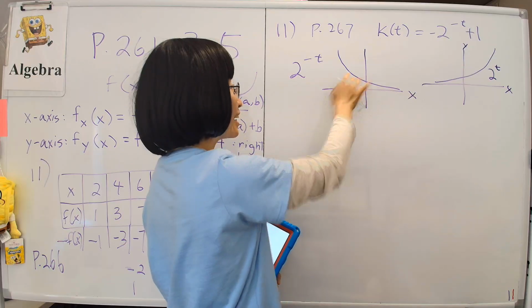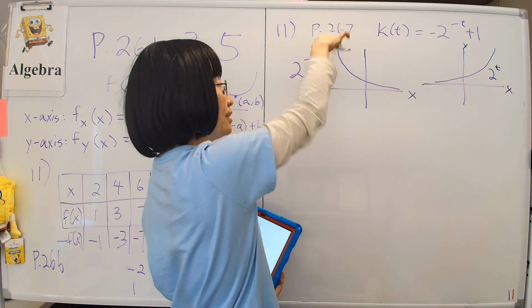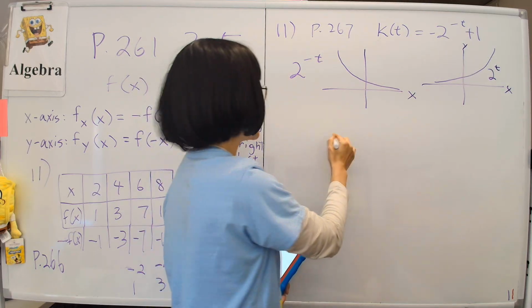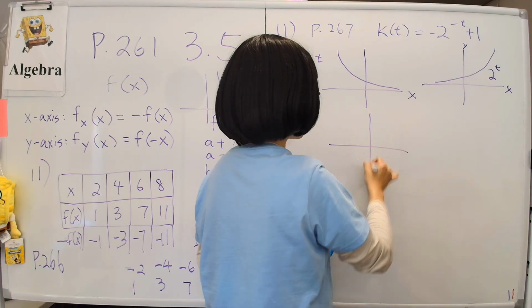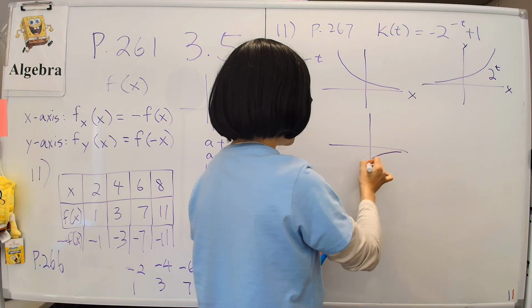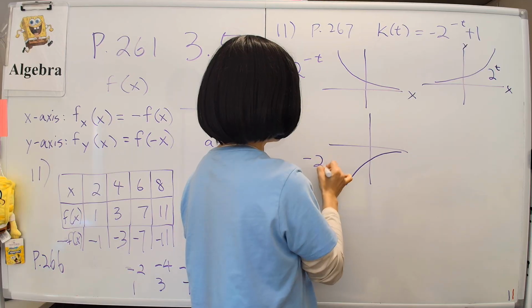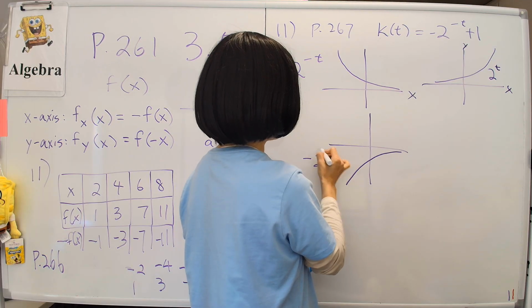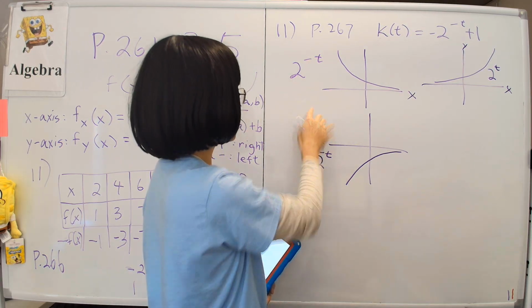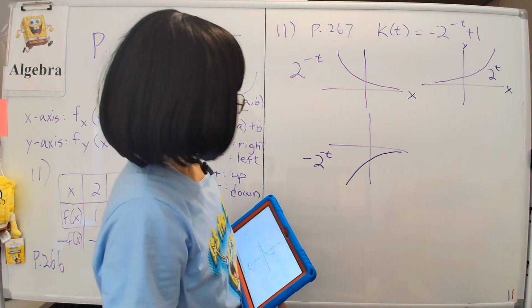You know, here's the lake, here's your mountain. What does the reflection look like? So then we're going to do this. The reflection is going to go down like that, okay? This is negative 2 to the power negative t, because we're reflecting this one. Okay, so far so good.